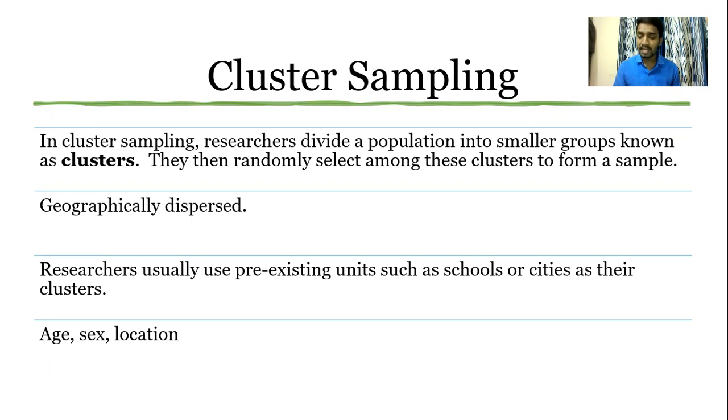Researchers usually use pre-existing units such as schools or cities as their clusters. Here, the schools or cities, as I said, are geographically dispersed areas. They usually make schools or cities their cluster sampling source, because it is going to give them the data they are looking for under the cluster sampling method. So under the cluster sampling method, we are going to collect data like age, sex, location, all this.